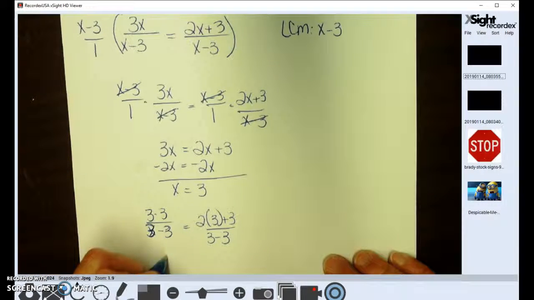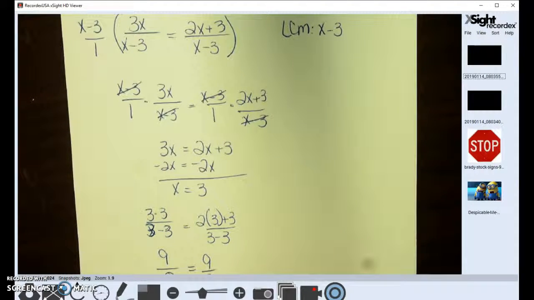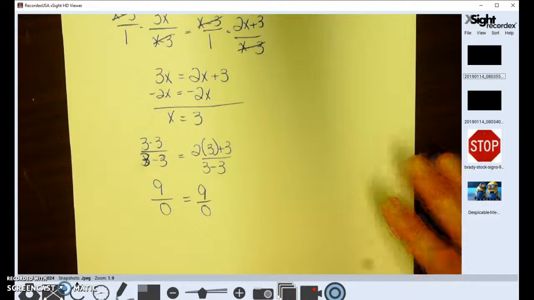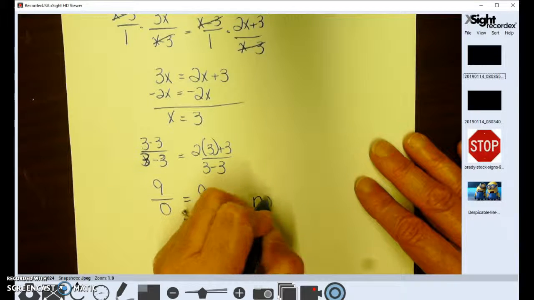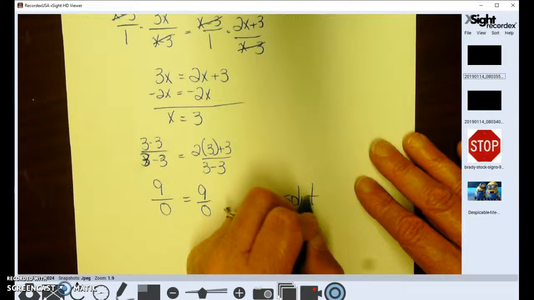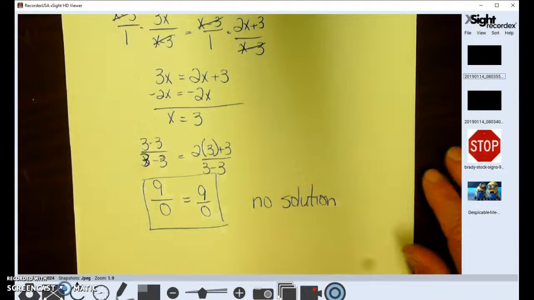Well, 3 times 3 is 9. 3 minus 3 is 0. 2 times 3 is 6, plus 3 is 9 over 0, which they look to be equal. However, I can't have a 0 in the denominator of any fraction because that's undefined. So for this equation, there's no solution, because the one that we found doesn't make this true. So no solution.